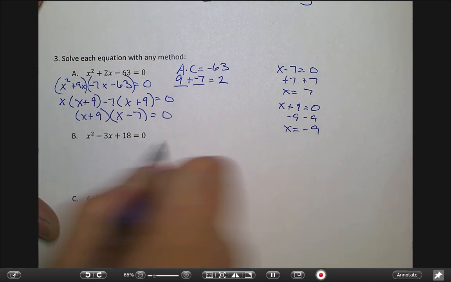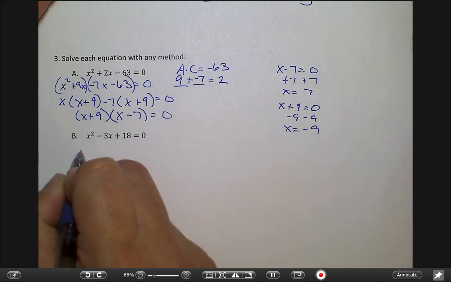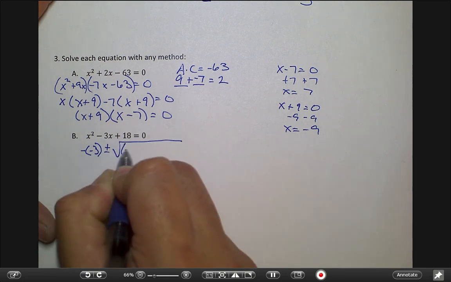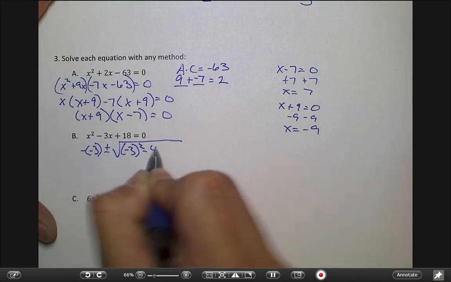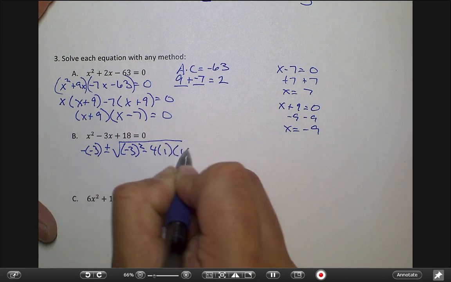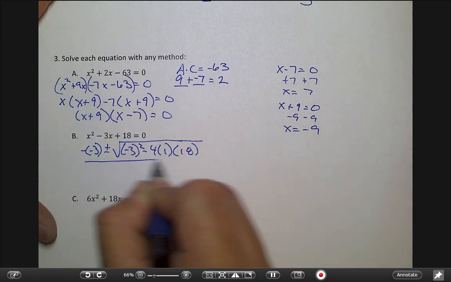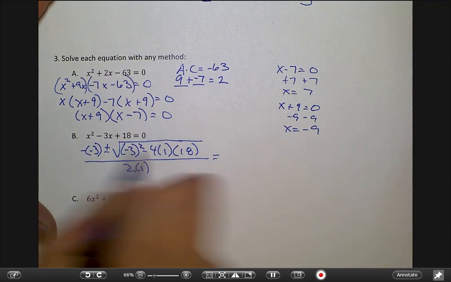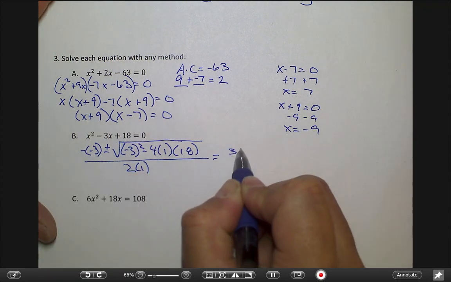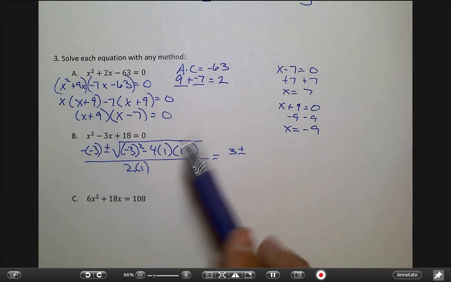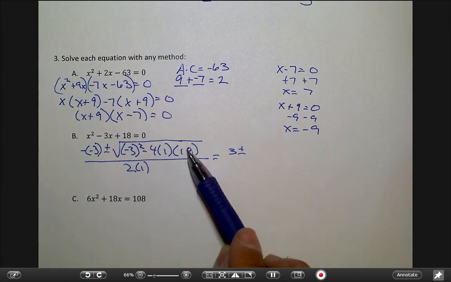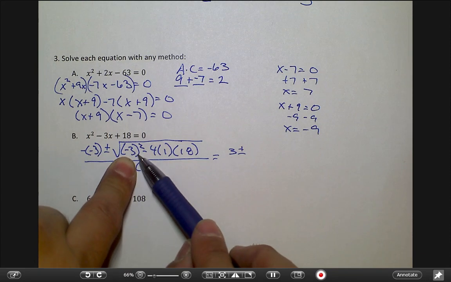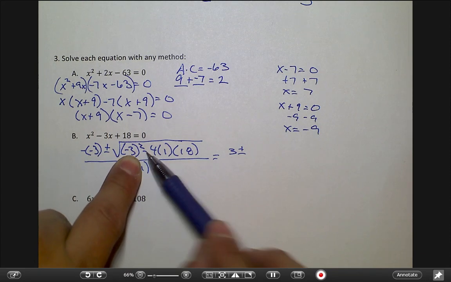So quadratic ABC, so that's going to be negative negative 3 plus or minus square root of negative 3 squared minus 4 times 1 times 18. Everything is over 2 times a, which is 1. So negative negative makes it a positive 3 plus or minus. Okay, and don't forget, you can put this piece in your calculator if you need to. So this is going to be 9, right? So it's 9.